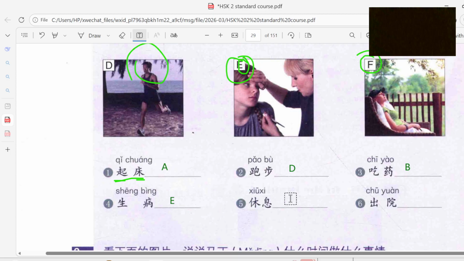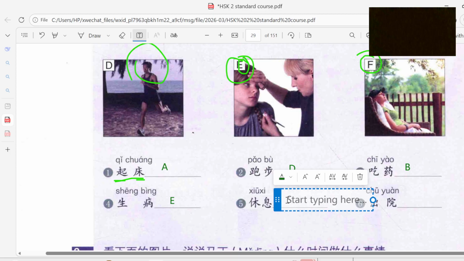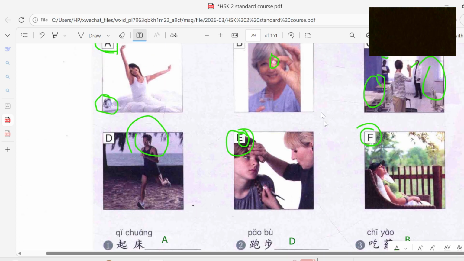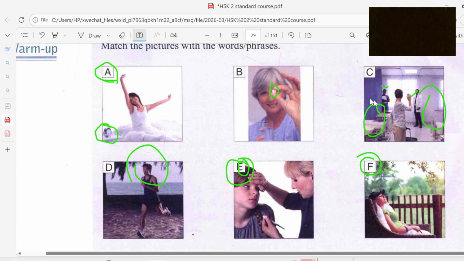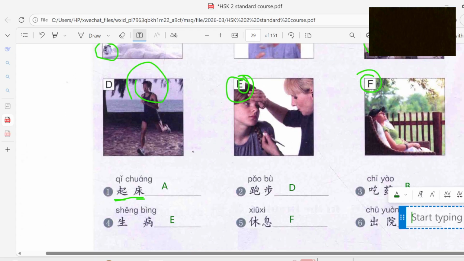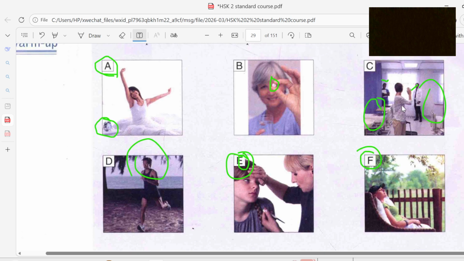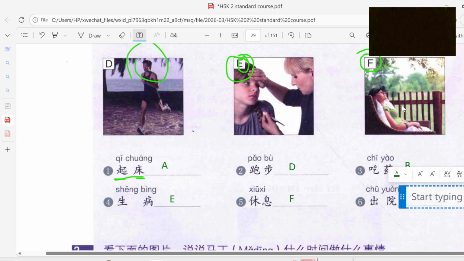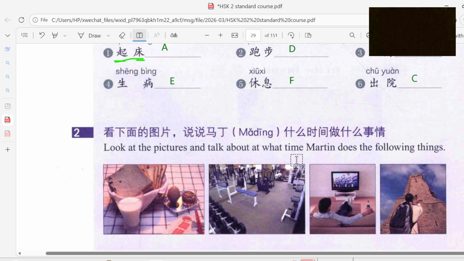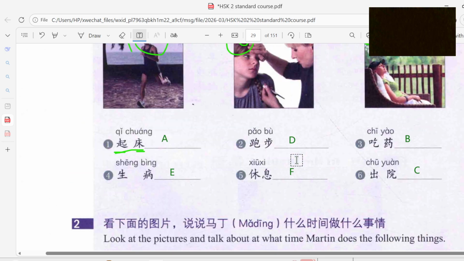Number 5 is 休息. Read once more. 休息, resting or relaxing. 出院. 出院 means getting out of the hospital, saying goodbye to the doctors. 出院. C. Yes.